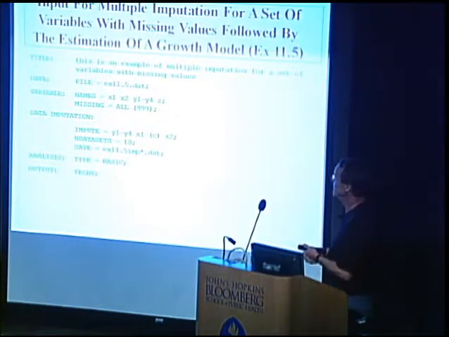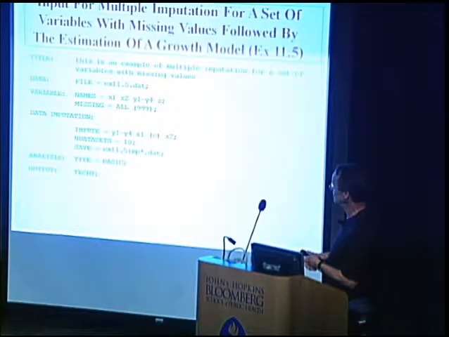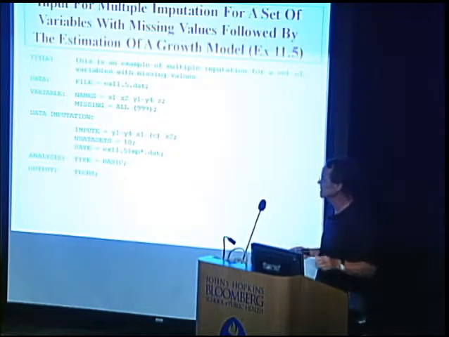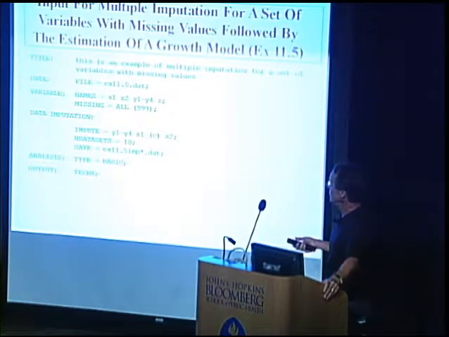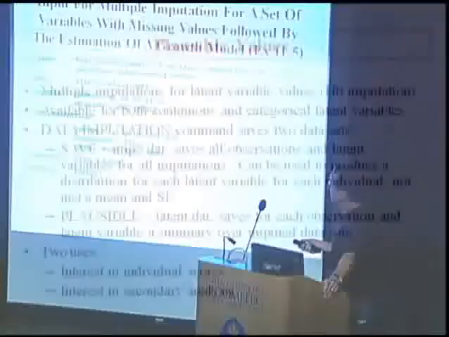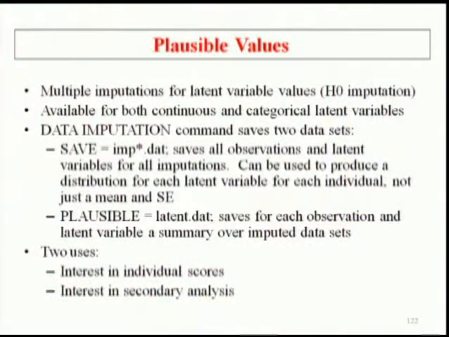So by its very nature, multiple imputation for plausible values is working from an H0 model, a specific model like a factor model or a latent class model. And it's available for both continuous and categorical latent variables. So you can draw continuous values or categorical values.